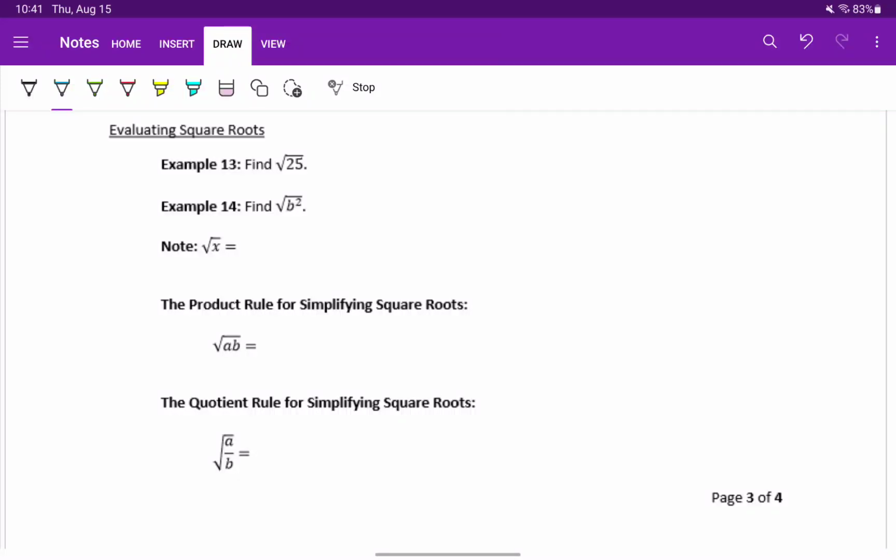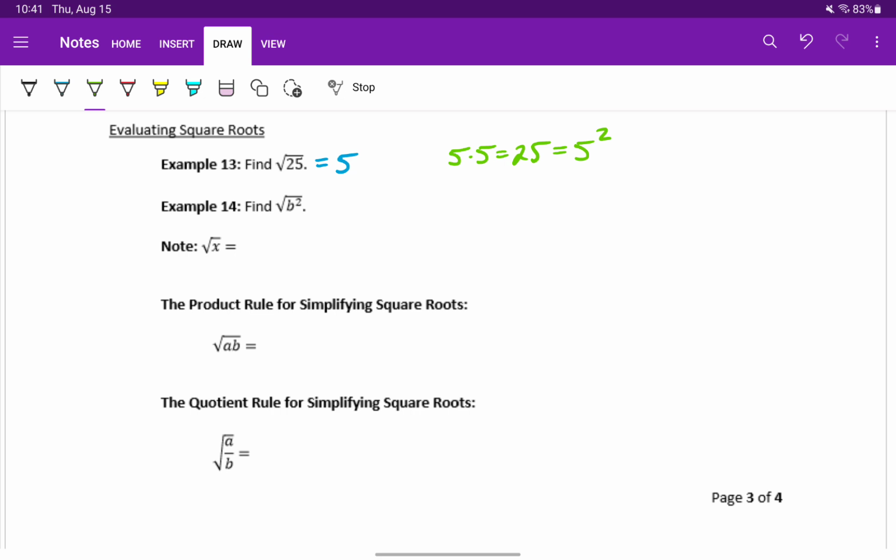Square roots are a topic that are closely related to exponents, and we'll see why as we talk about a few of these examples. In example 13, we want to find the square root of 25. In this case, that would be 5. We know that's the correct answer because 5 times 5 equals 25, which is the same thing as 5 squared.